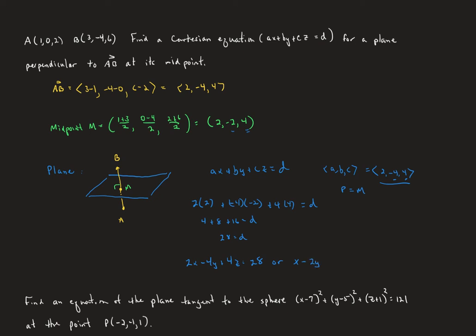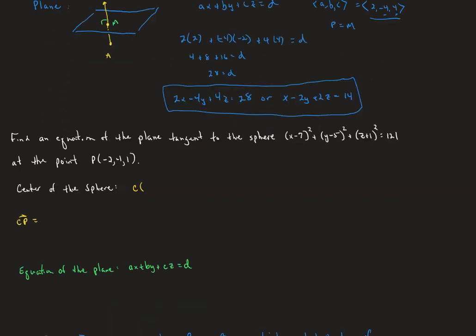x minus 2y plus 2z equals 14. Those are equivalent to each other. That's going to be the equation of our plane. Let's look at another kind of example.